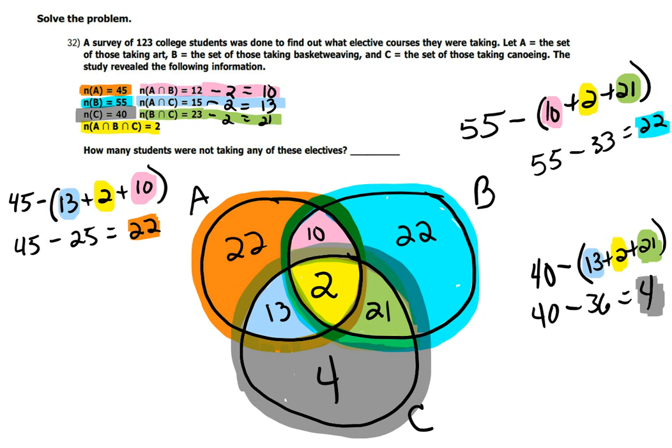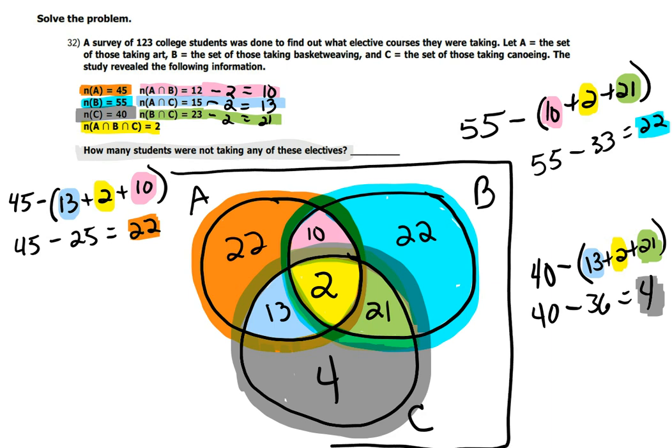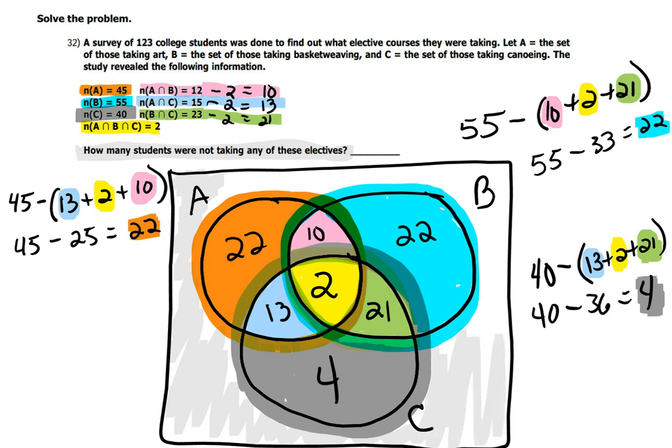Which brings me to the last part. I've highlighted everything in the given information, but their question is, how many students were not taking any of these electives? And so I have to remember, oh yeah, there's a universal set here. If you are not taking any of those electives, you're somebody who's out here in this area. But in this entire picture, there should be a total of 123 students.